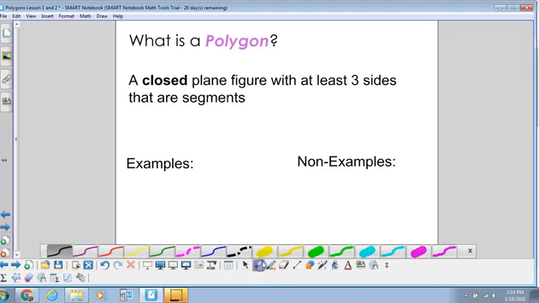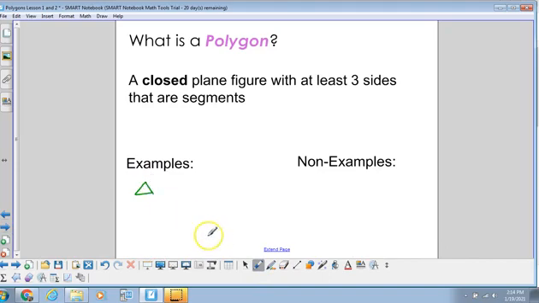Some examples of polygons: you have your basic triangle, quadrilaterals of all different kinds, your pentagon. Not great figures, but you get what I'm going for there.